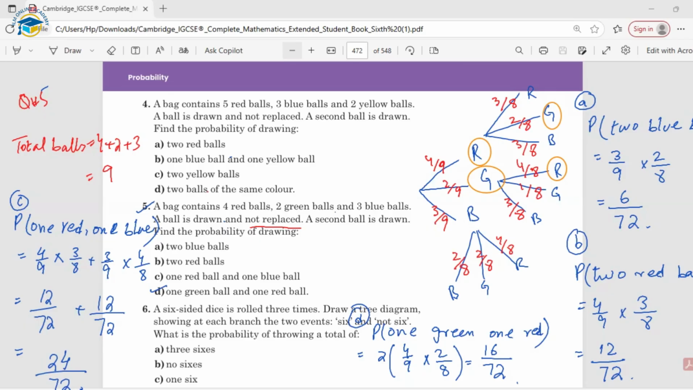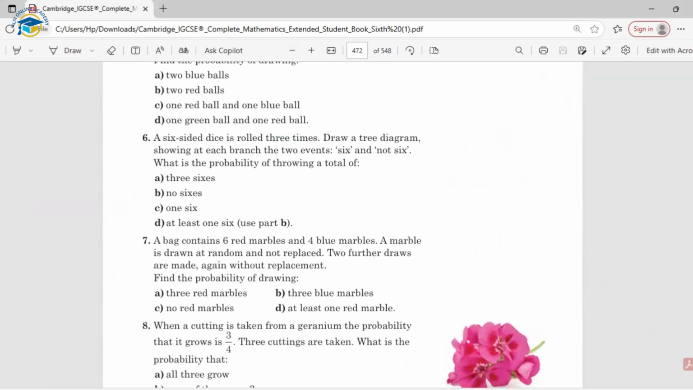Now moving towards the 6th part. In part number 6, what they are saying is that a 6-sided dice is rolled 3 times, and draw the tree diagram showing that each branch has the 2 events, 6 or not 6. We are interested only in getting 6 or not 6 probability. If we talk about the dice, we have a total of 6 possibilities, 1 2 3 4 5 6. But here they're saying you will draw the tree diagram with only 2 events on that, either getting 6 or getting not 6.